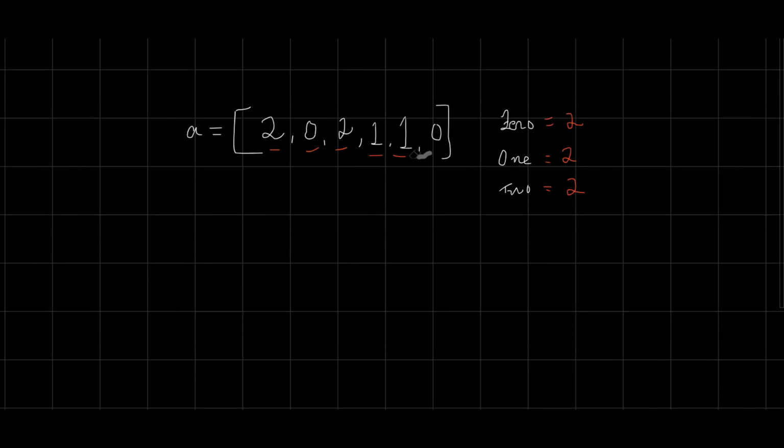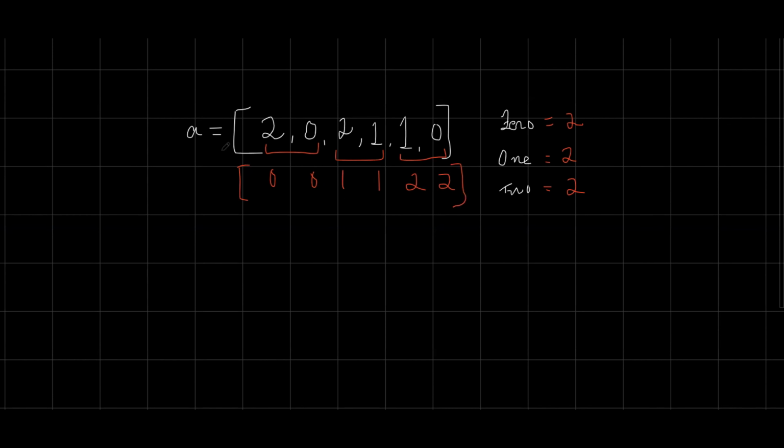Now, as we have found the frequency of elements 0, 1 and 2, we have to place 0 in the first 2 elements of this array, 1 in the second 2 elements of this array, and 2 in the last 2 elements of this array. And we can replace the original array elements by using only one loop.